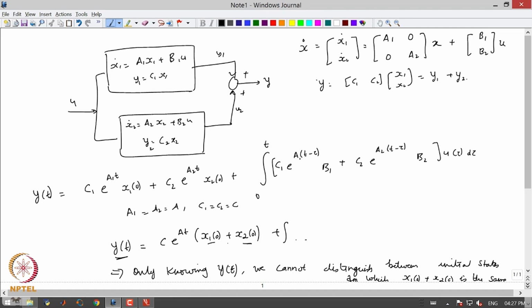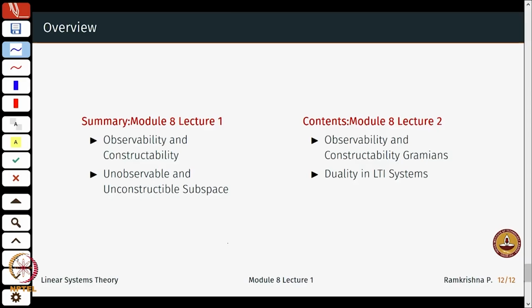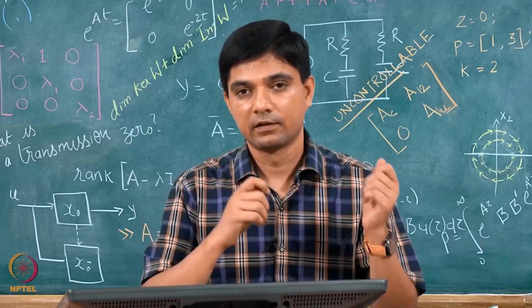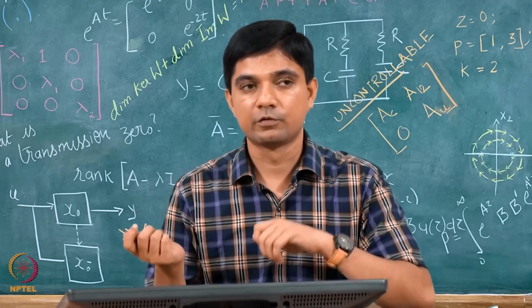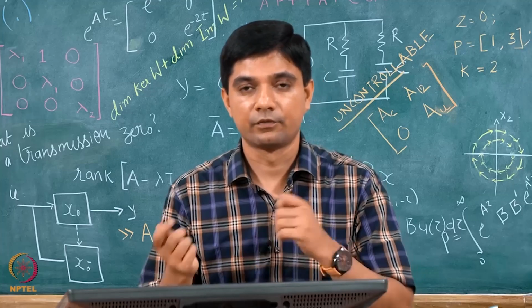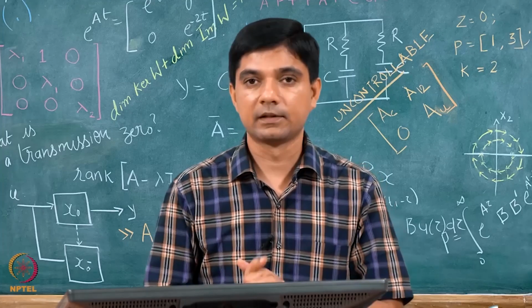Okay, so what we will do in the next lecture is to derive conditions by which I can measure observability and constructibility, and then we will also derive a nice equivalence between controllability and observability and see that these two are the dual of each other. Okay, so that will be coming up in the next couple of lectures.